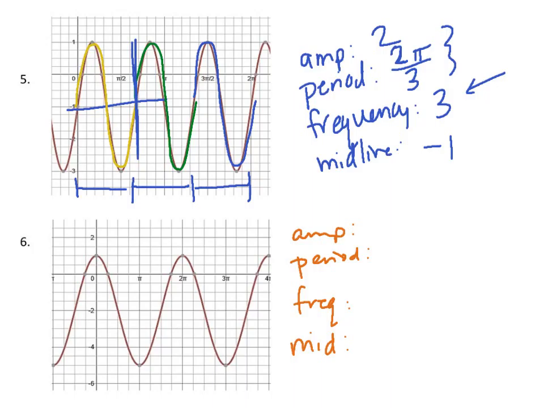And then this last one, here are the solutions. Well, shoot, that one was an easier one because our period again was 2 pi. So our frequency was 1.